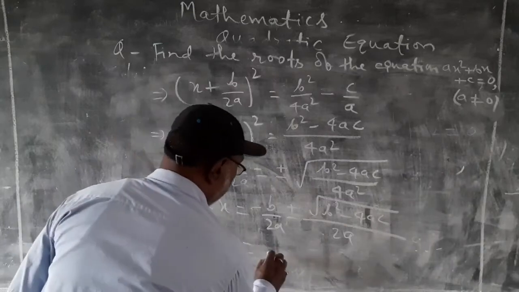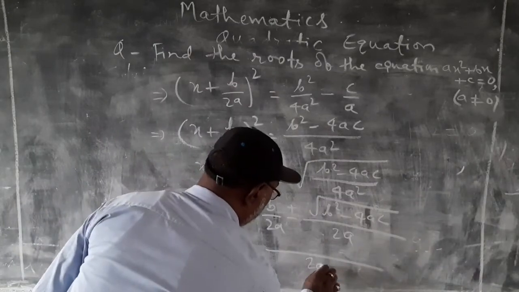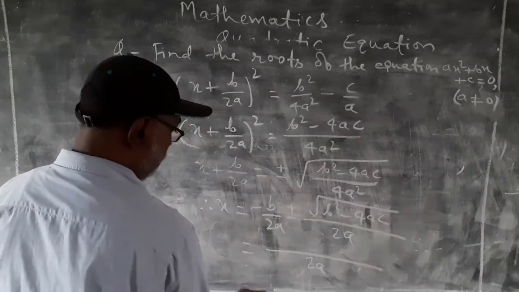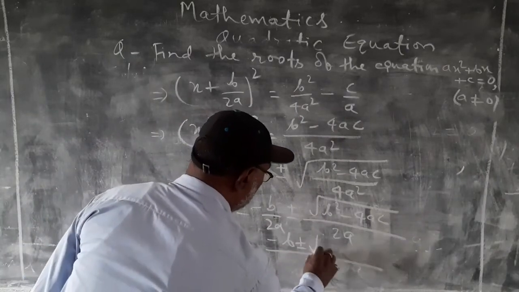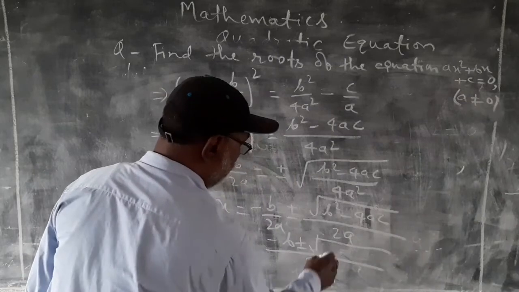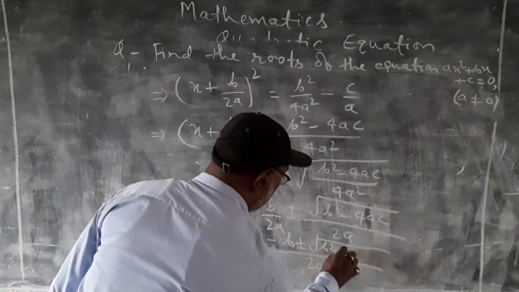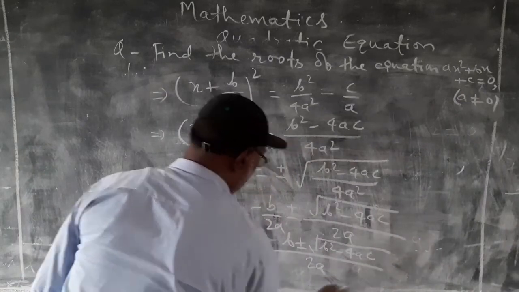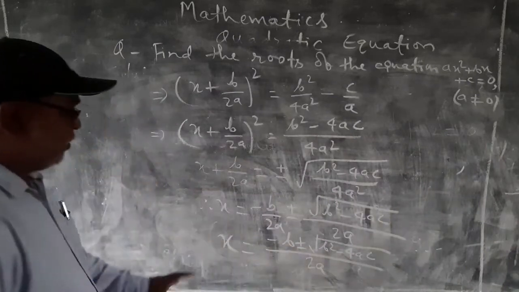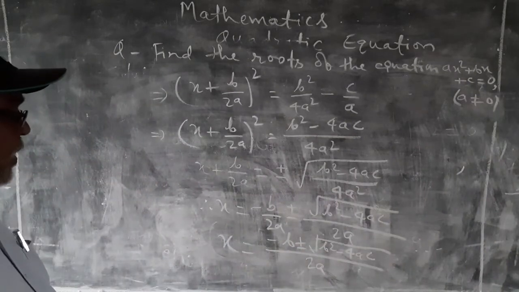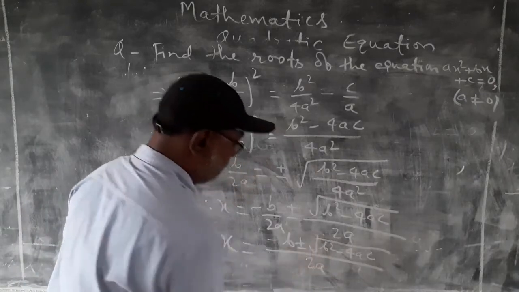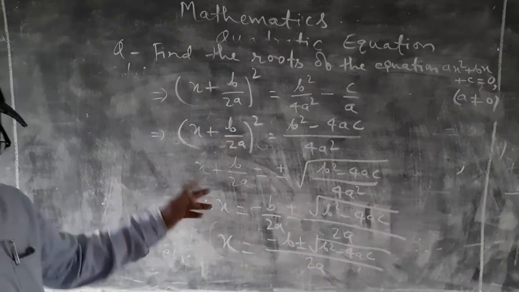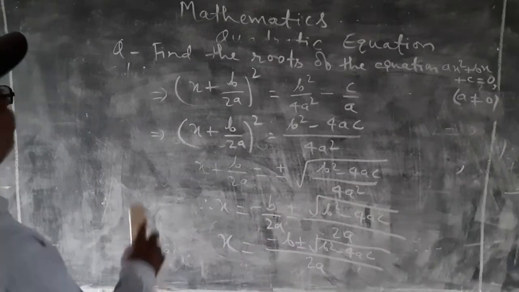Now take the LCM, 2a and 2a. You write 2a by 2a, 1. 1 into minus b plus or minus root, and 1 into b square minus 4ac, it is b square minus 4ac. Now this is the formula: x equals minus b plus or minus under root b square minus 4ac by 2a. By this formula, you can calculate the roots of the equation.